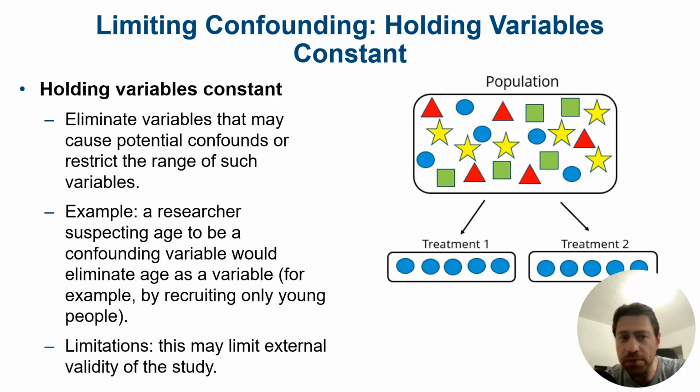And so the other approach is holding variables constant. So for example, if you're concerned that age may be a confound, well, one approach here is to recruit people that are all roughly the same age, either exactly the same age or more realistically within a range of ages that you have specified. And so this removes age as a potential confound, but it also limits the external validity of your findings because it's not clear if the findings will generalize to other age groups.